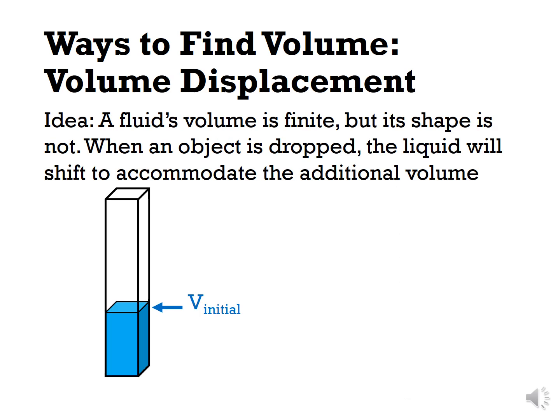The volume displacement method is an important technique that we can use to find the volume of an object that can't be easily found using a formula. The way it works is by dropping the object into a container with a known volume of liquid. The idea is a liquid's volume is finite, but its shape is not. When an object is dropped, the liquid will shift to accommodate the additional volume, like so.